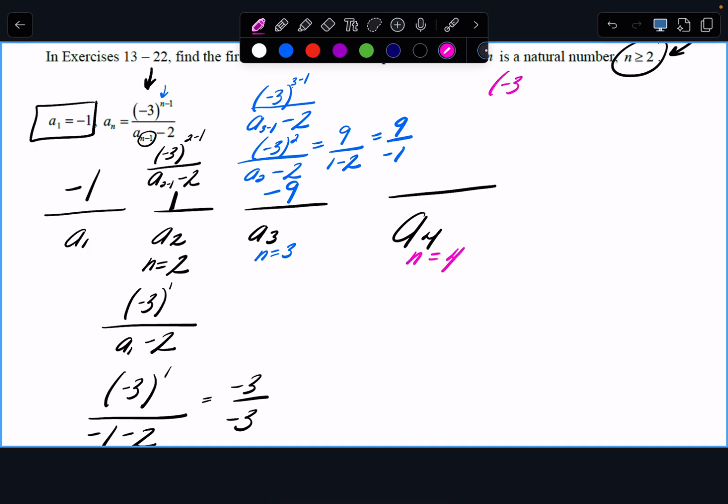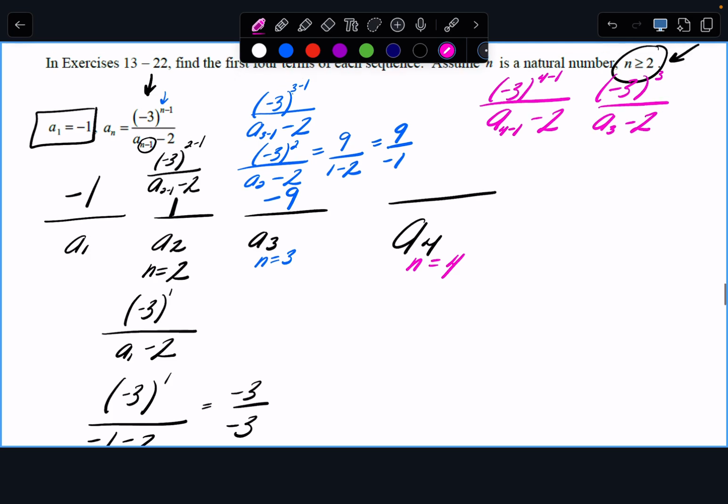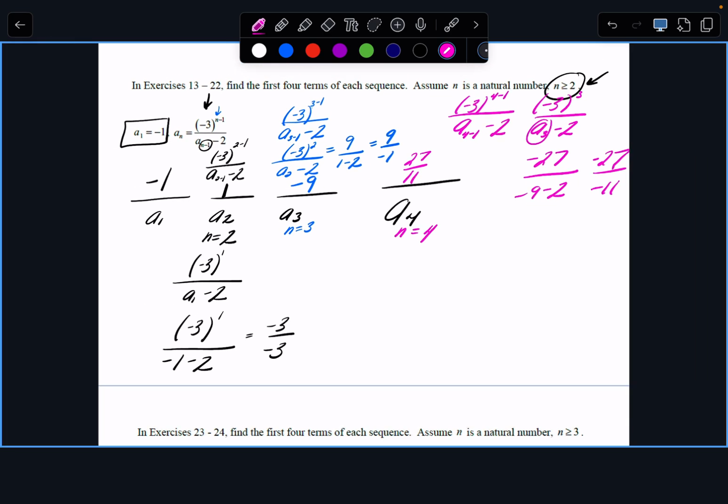N equals 4. -3 to the 4 minus 1 divided by a sub 4 minus 1 minus 2. So that'd be -3 to the third divided by a sub 3 minus 2. Which is -27. And then a sub 3 was -9 minus 2, which is -27 over -11. So 27/11ths. All right, so we won't miss those on the test where they make you just plug it in and go. It's not arithmetic and it's not geometric, which makes sense. I could have told you that. Look at the formula. It's not linear and it's not geometric, or it's not exponential. It's some rando.